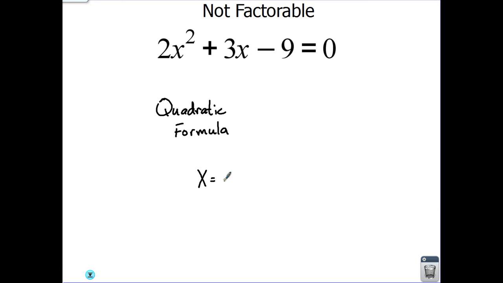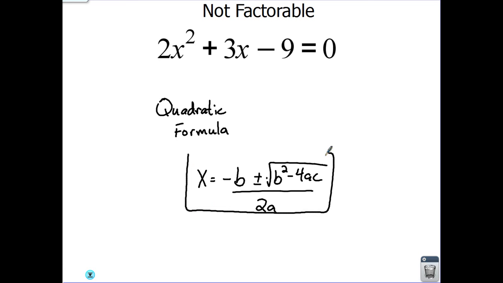X equals negative b plus or minus the square root of b squared minus 4ac, all divided by 2a. Called the quadratic formula. Okay, I noticed something about my formula. X equals, by the way, that's your answer. X equals 3, x equals 4. That's where the x is at. That's where the x plays a part in this formula.